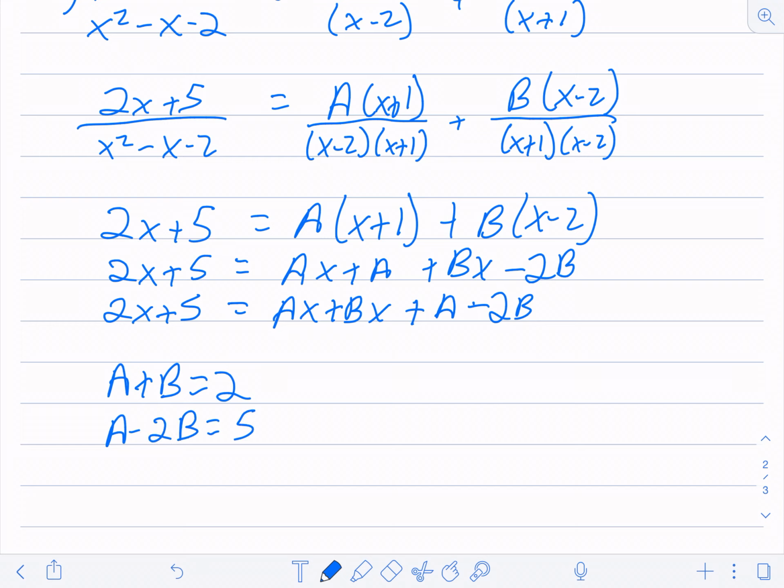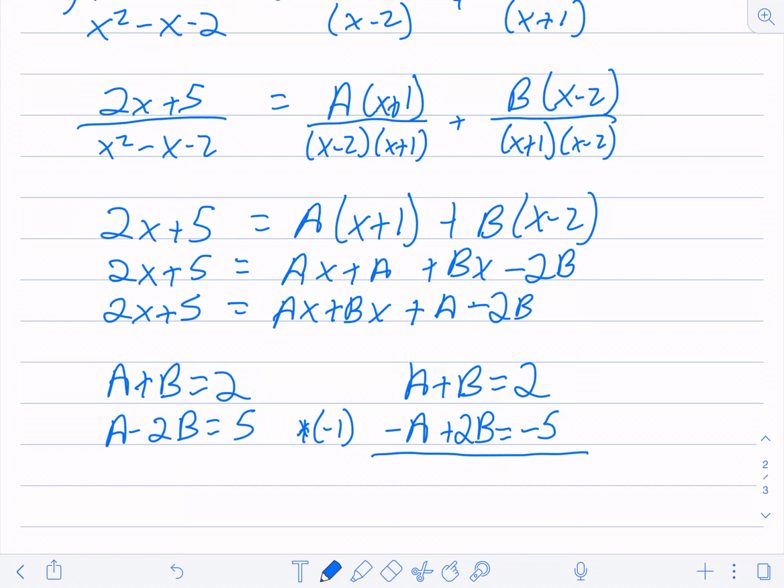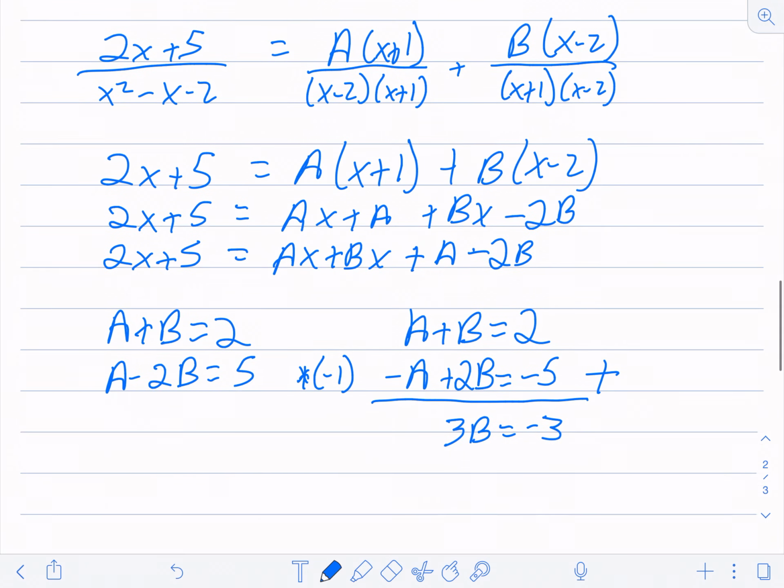And again, I can use substitution or linear combination or elimination. I'm going to use elimination. I'm going to multiply this bottom equation times a negative 1. So let's see what I get here. I got a plus b equals 2. And that's going to be minus a plus 2b equals negative 5. When I add those two up together, what do I get? 3b is equal to negative 3, which means b must equal negative 1.